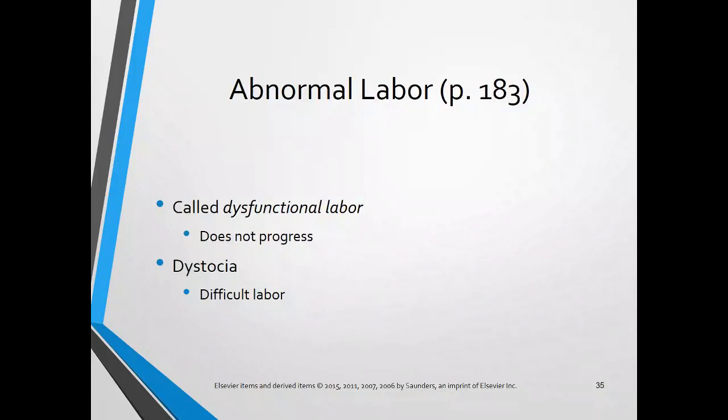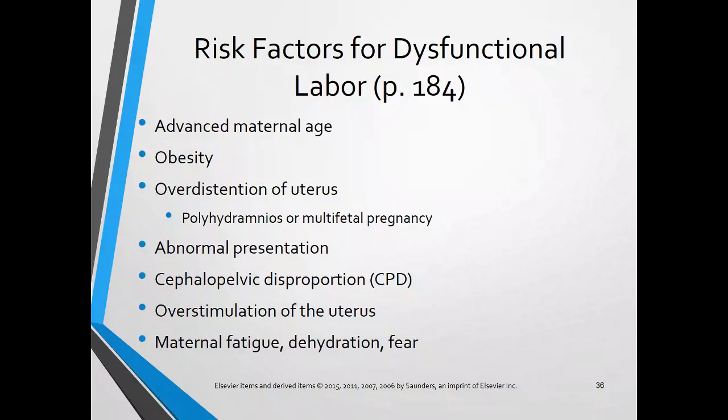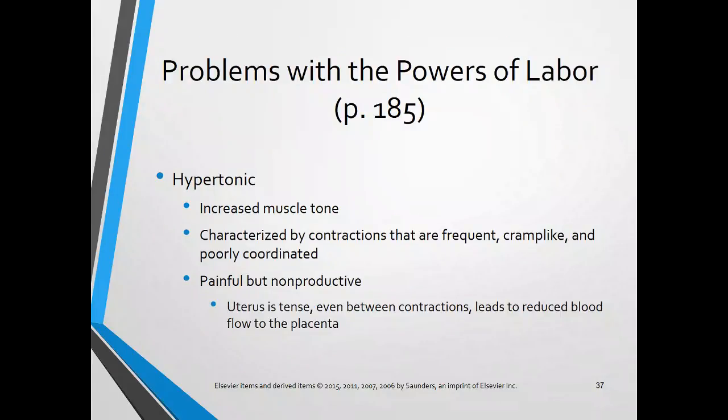Okay, now we're going to be looking at some of the reasons why there's an abnormal labor. So it's called dysfunctional labor, which does not progress, and then dystocia is difficult labor. So risk factors for dysfunctional labor: advanced maternal age, obesity, overstimulation of the uterus, maternal fatigue. So this is just a list of a few of them.